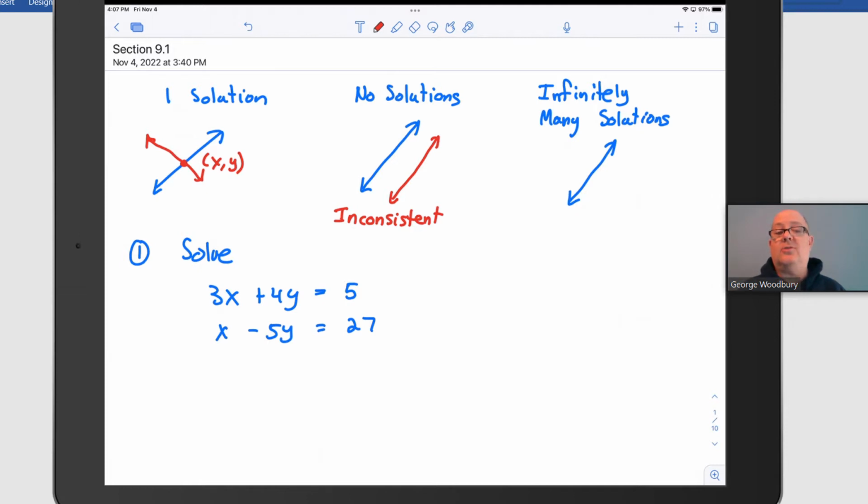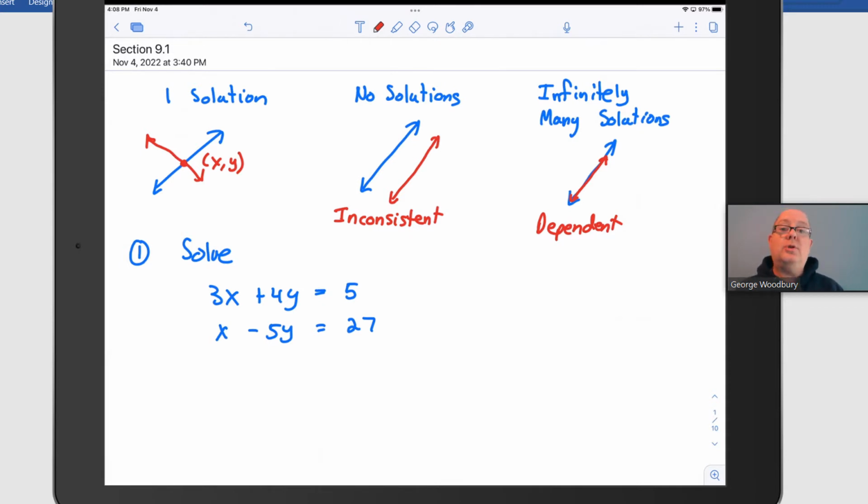For infinitely many solutions, what has to happen is that the two lines are actually the same, and they coincide at every point on the line, which is infinitely many of them. So we call this a dependent system because the first equation and the second equation are the same. They depend on each other.